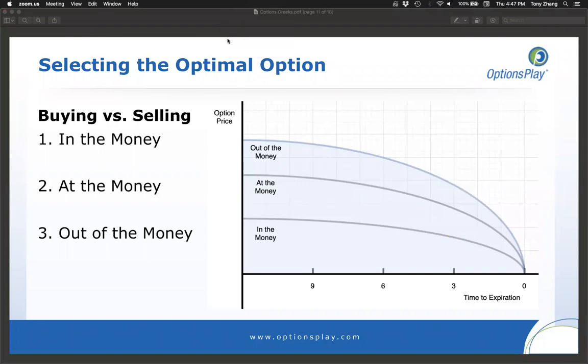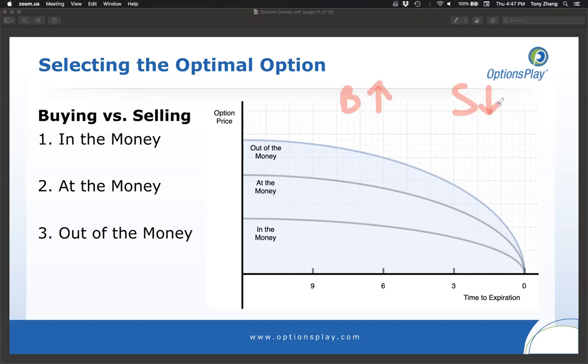So let's think about this, right? When we're buying an option, what do we want? We want the value of an option to go higher, right? When we're selling, what do we want? We want the value of the option to go lower.